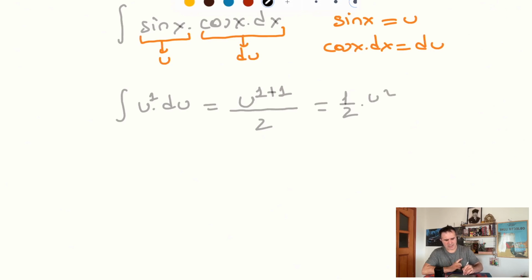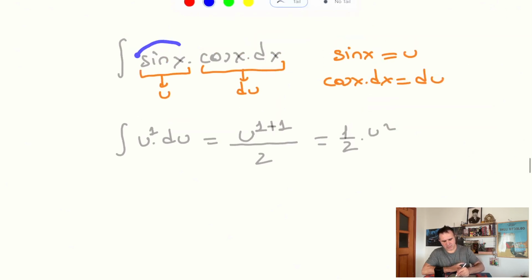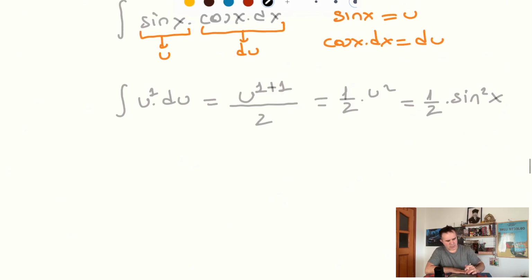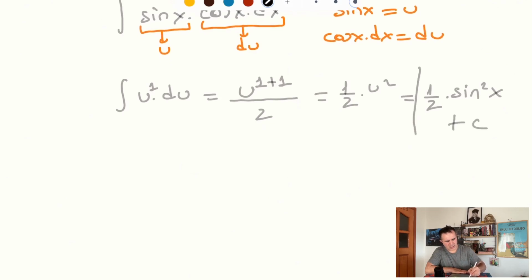But since here we have sine x for u, then the integral becomes 1 over 2 times sine squared of x. And since this is an indefinite integral, we will add a constant c. So the answer is 1 over 2 sine squared of x plus c.